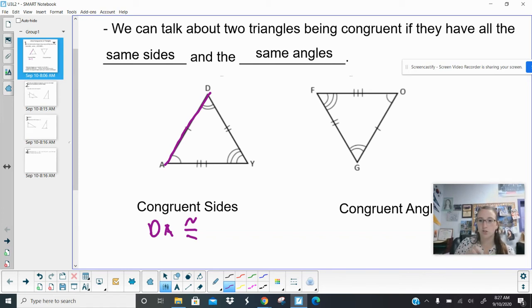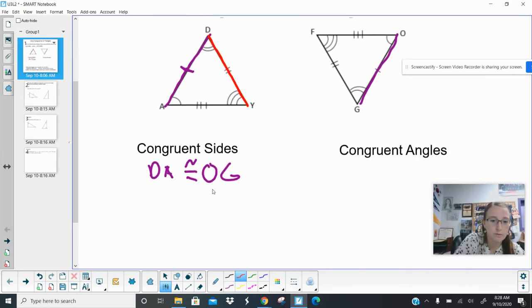So DA is congruent to, let's look over at the other triangle. Well, DA is going to be congruent to the side over here that also only has one marking. That's how we can tell what's congruent. So what side over here is DA congruent to? OG, the OG side, or GO. We could call this AD, we could call it GO, it'll be the same thing. Let's go through and find the other congruent sides. The next side over here is DY or YD. We can flip those.